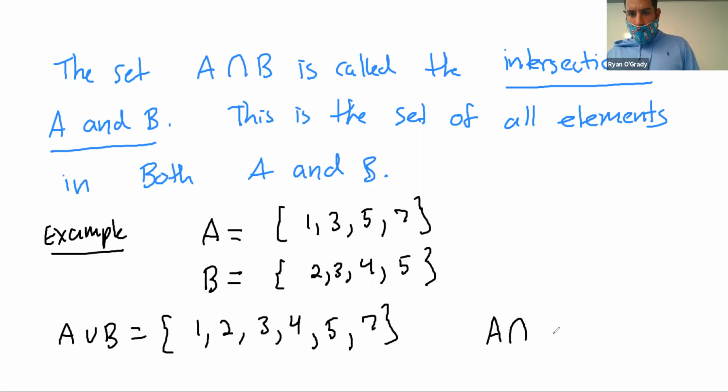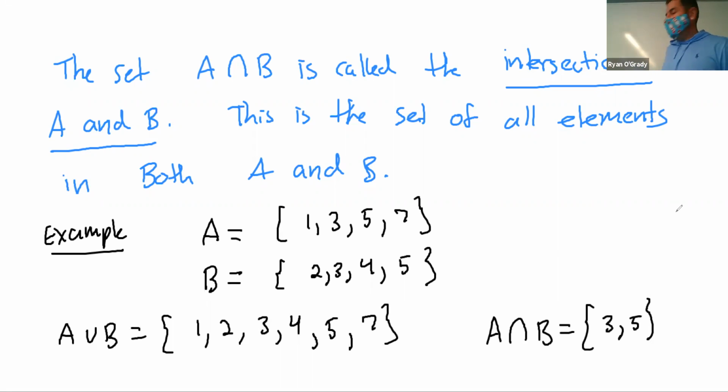Now, what is the intersection? Well, the intersection is the set of only the people who are in both. And who is in both? The only ones that are in both are 3 and 5. So you're not going to count it twice because, remember, our definition of a set is a collection of unordered objects, right? And so we're not going to count it twice if it's in there.